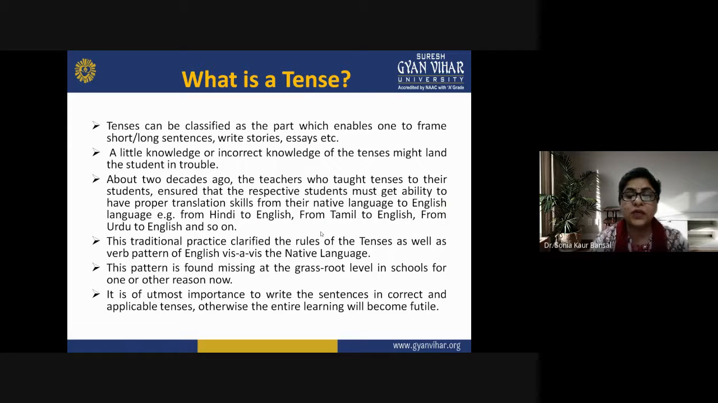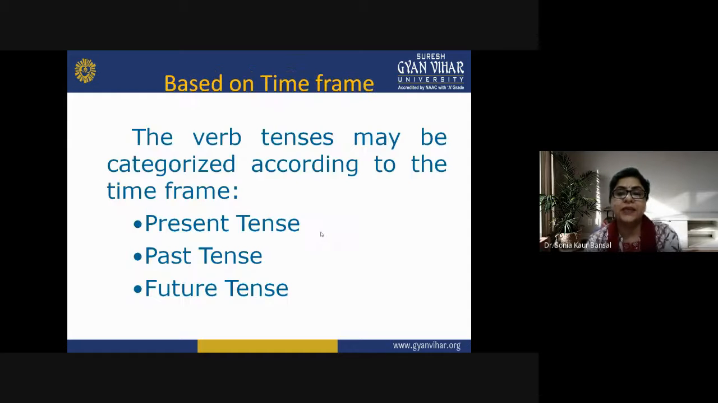So it is utmost important to write the sentences in correct and applicable tenses. Otherwise, the entire learning will become futile, and what you want to learn in a language will become very challenging. Clear, students? So this is how tense is very important. Now let's understand, students, that tense can be based on time frame. The verb tenses may be categorized according to the time frame, and these time frames can be classified into three categories, which is shown on your screen also: present, past, and future. Present tense, past tense, and future tense.